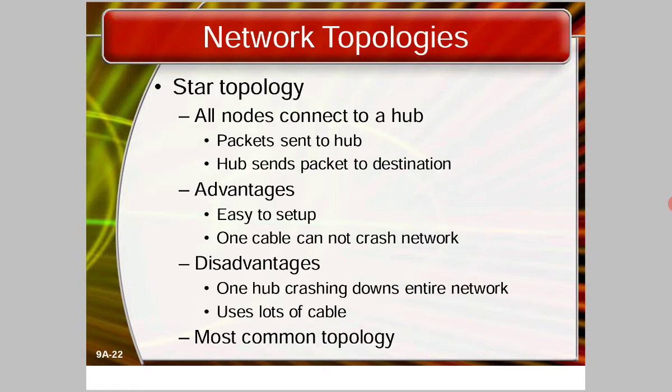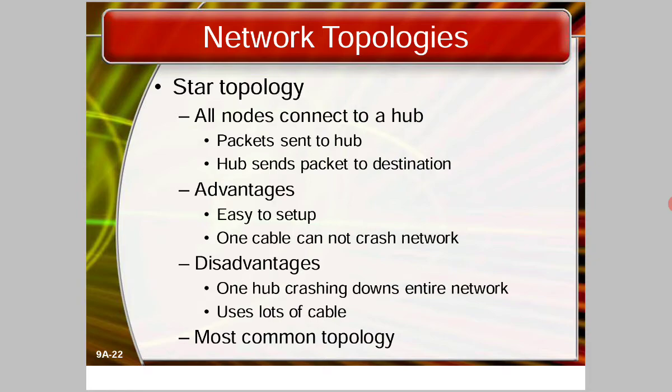Advantages: easy to set up. One cable cannot crash a network. Disadvantages means if one hub crashes down, the entire network is gone, and it uses lots of cable. Most common topology. So star topology is generally used, and it is the most commonly used network.